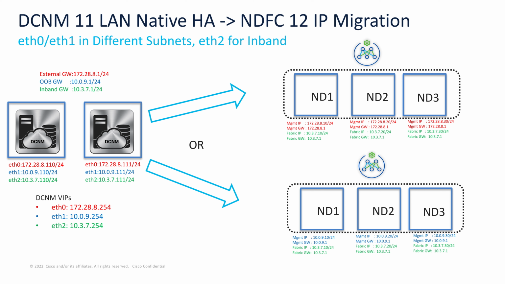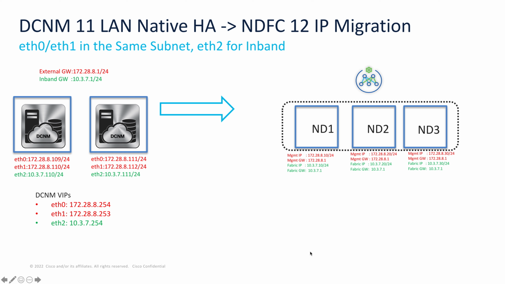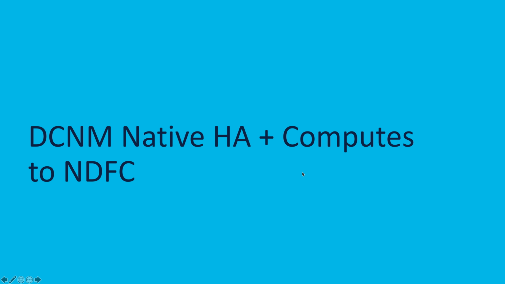Likewise, on the right, we are going to either use the red and the green subnet, which you see on the top, or you can have a blue and green subnet as you see on the right. When we have the very same subnet for ETH0 and ETH1, which is the red subnet, you're going to use the same subnet for management IP, and for the fabric IP, we're using the subnet of ETH2. So those were some native HA examples.